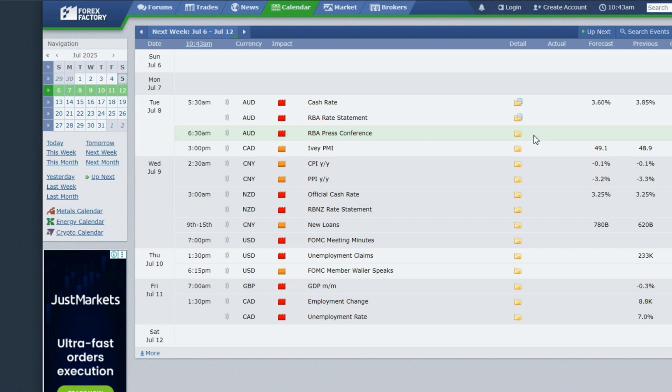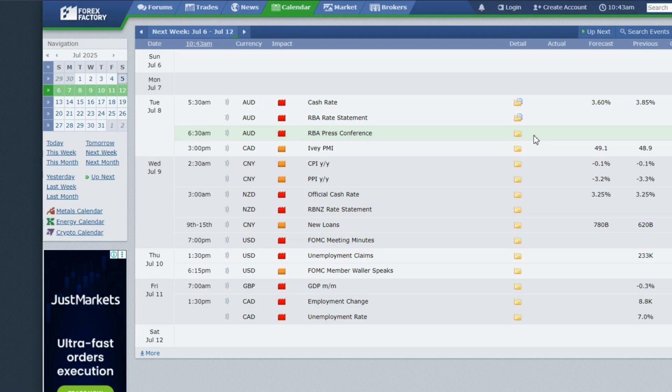So we have the interest rate statement on Tuesday from the RBA, and then on Wednesday an interest rate statement too from the RBNZ. They want to leave their rate unchanged. So let's see how it goes right there. Tuesday, Wednesday, expect volatility from AUD pairs and then NZD pairs.